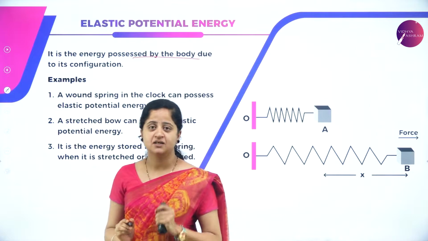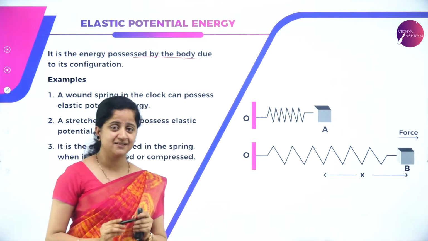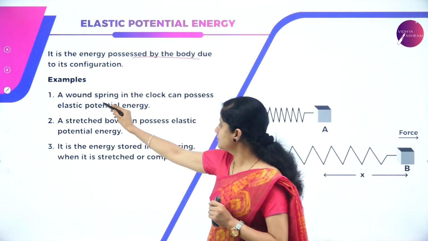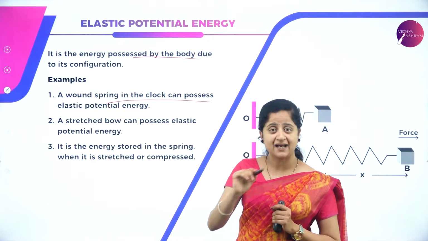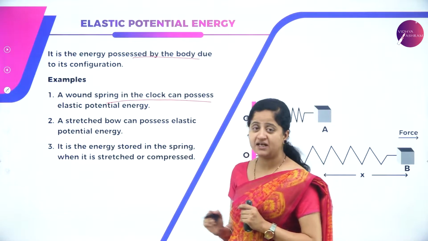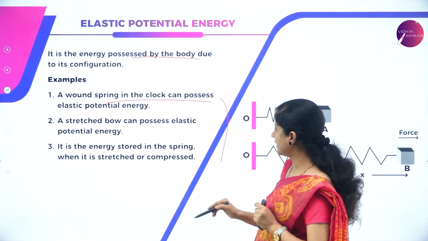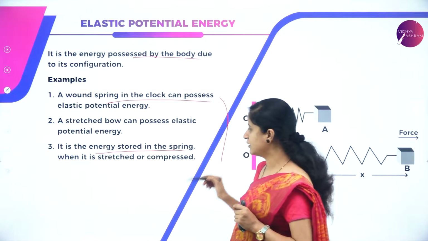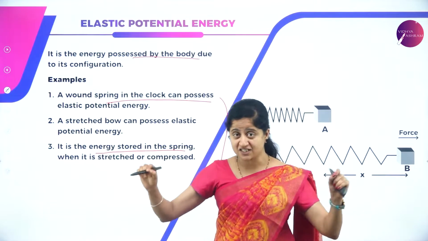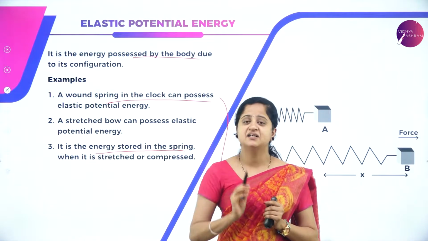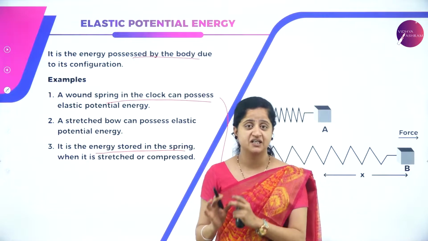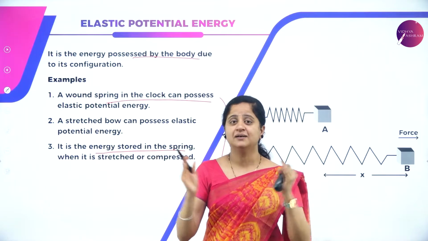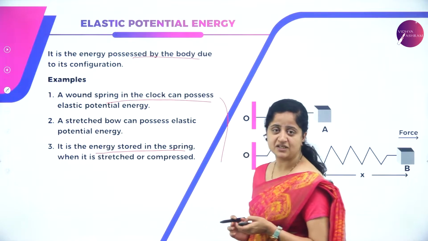How to understand this? What is the best example to understand elastic potential energy? A wound spring in a clock can possess elastic potential energy, as well as a stretched bow. Basically, we can say that the energy stored in the spring when it is stretched or compressed is called elastic potential energy. So the energy associated with the spring when it gets stretched or compressed is nothing but the elastic potential energy.